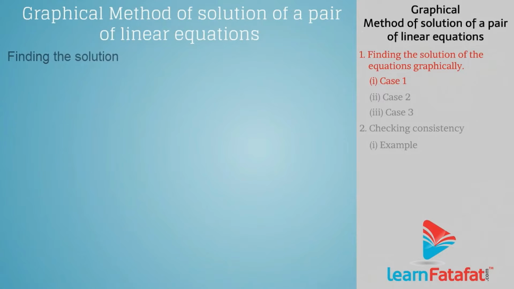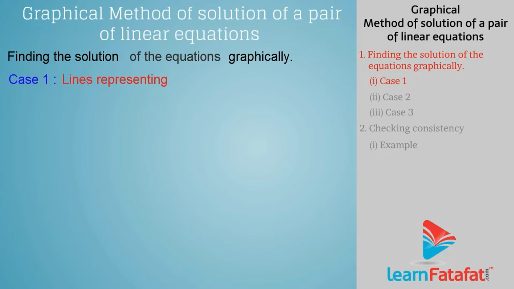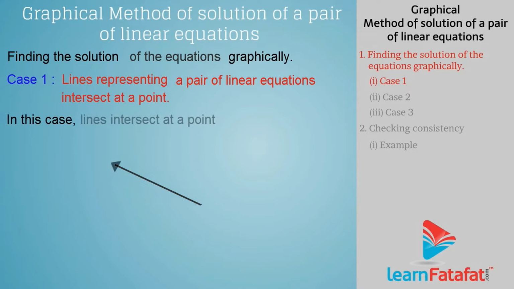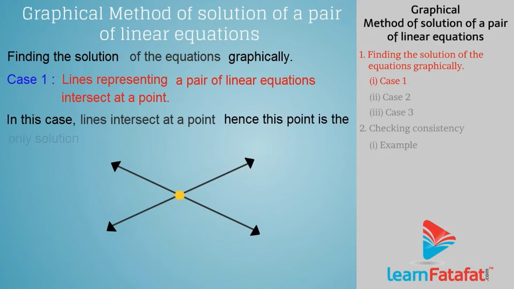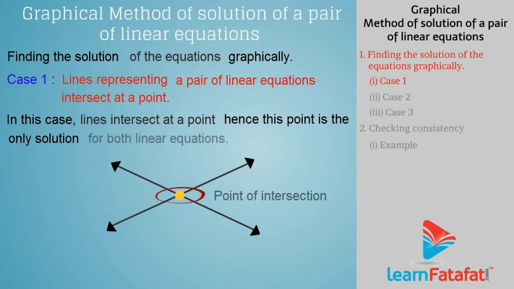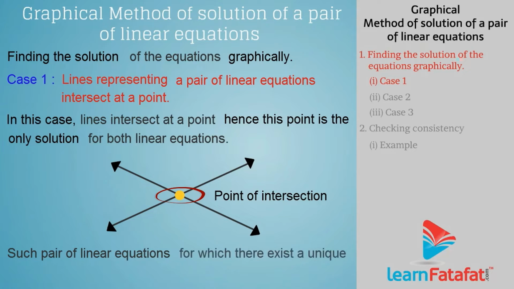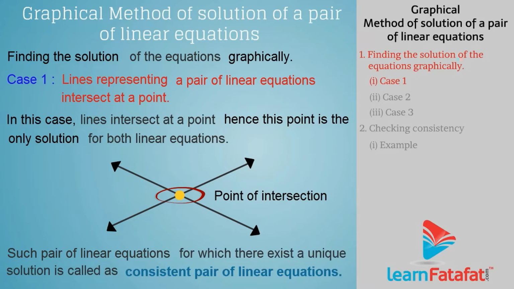Graphical method of solution of a pair of linear equations: finding the solution of equations graphically. Case 1. Lines representing a pair of linear equations intersect at a point. In this case, the lines intersect at a point. Hence, this is the only solution for both linear equations. Such a pair of linear equations for which there exists a unique solution is called a consistent pair of linear equations.